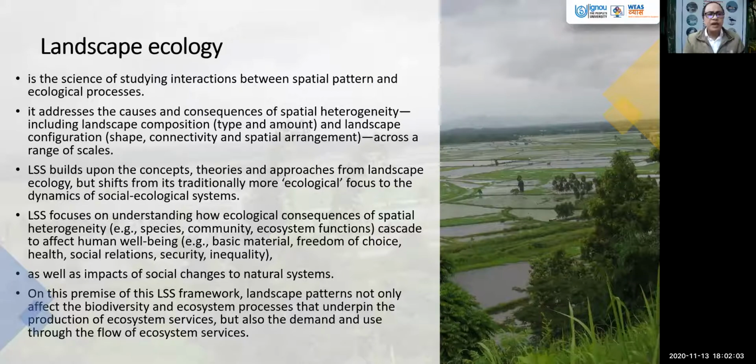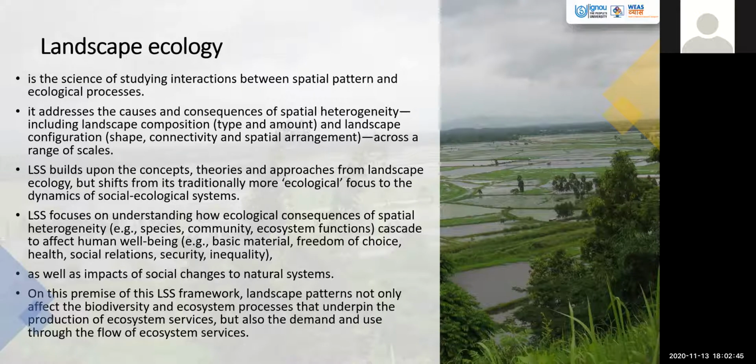In landscape ecology, as we have defined, it is the study of the interaction between spatial pattern, which is what the geographer is looking at, and ecological process, which is what the ecologist is looking at. So landscape sustainability science builds upon the concepts, theories, and approaches from landscape ecology, but it shifts from a traditionally more ecological focus to the dynamics of social-ecological systems. This is very important because in the beginning, what we started understanding in landscape ecology was the spatial pattern and its ecological process.